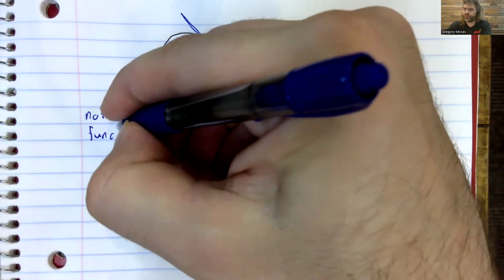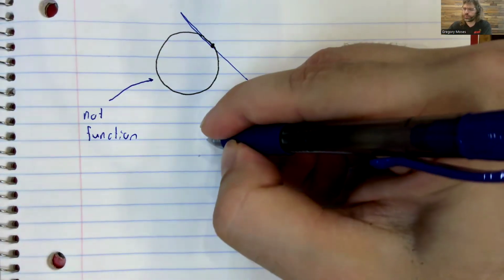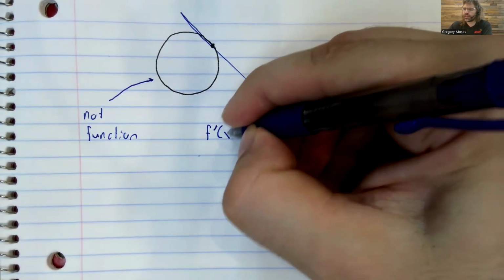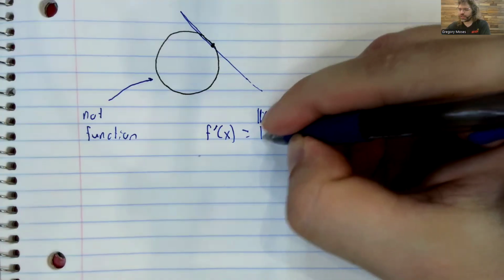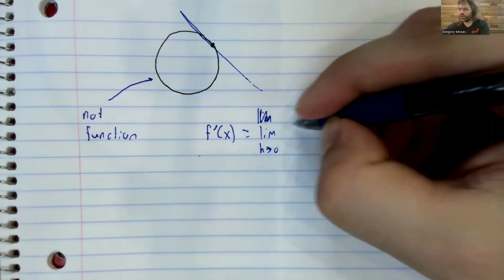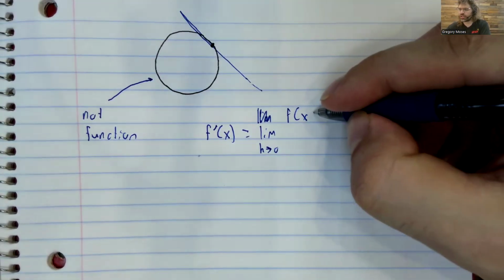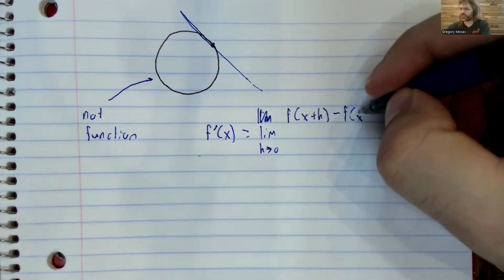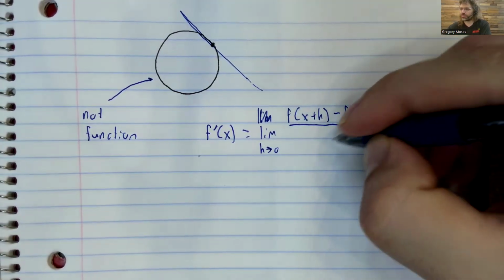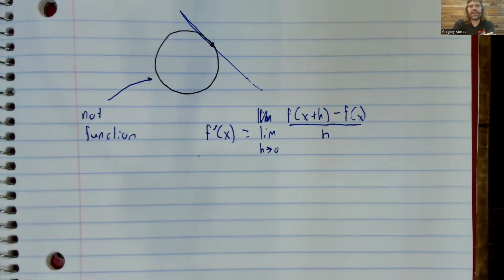And that problem is that this circle is not a function, but the derivative is defined as the limit of functions, right? It's the limit of f of x plus h minus f of x all divided by h. The function notation is right there in the definition.